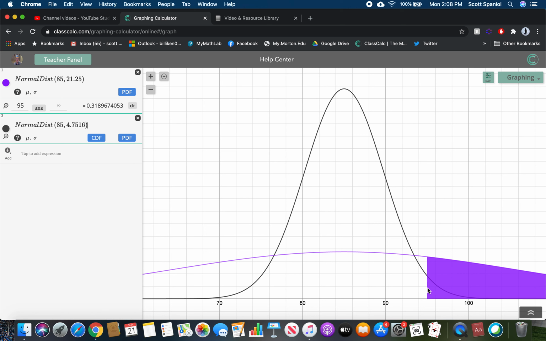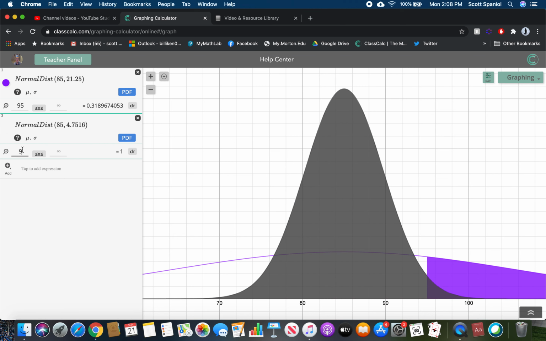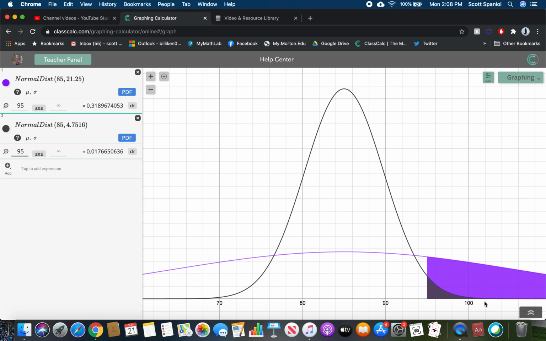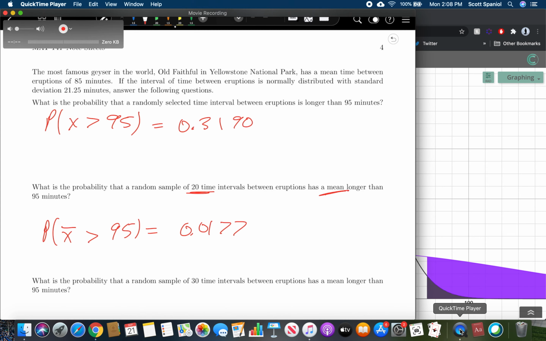Okay, so you can already see that when I'm looking at a mean time between eruptions of 95 minutes, we're going to have a lot smaller probability, right? Because 95 is still over here where this purple region starts, but now we're only going to have this line that goes on the bottom. So if we do CDF of 95, right, it's the same region, but look how much smaller that region is because it all got sucked in because the standard deviation is smaller. So the probability that a mean would be greater than or equal to 95 minutes is 0.0177. Okay, like that, because it's a smaller region.